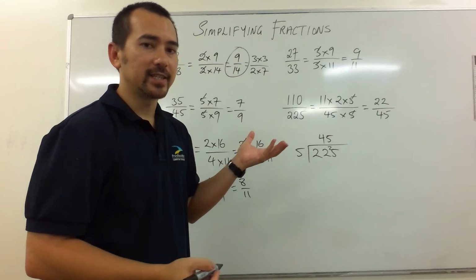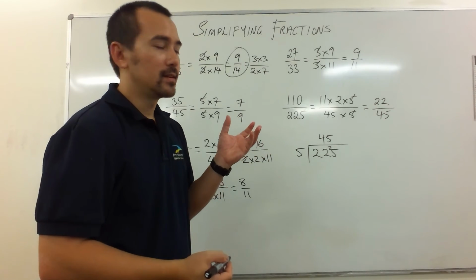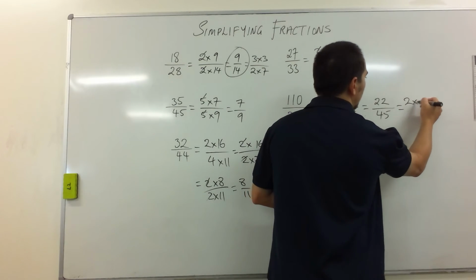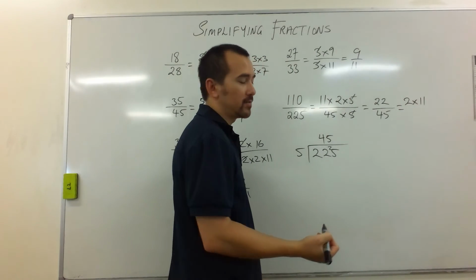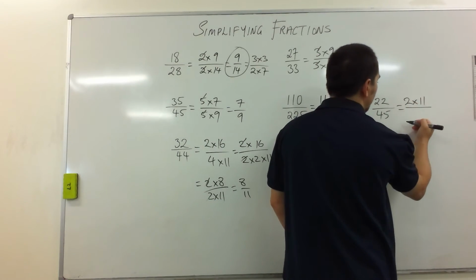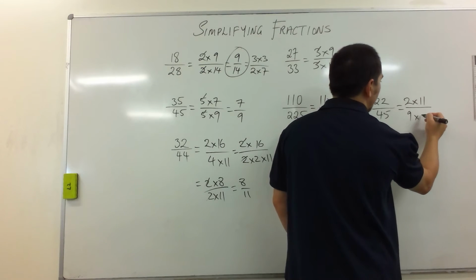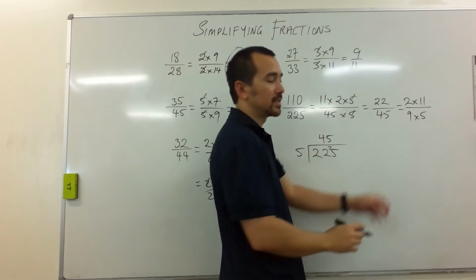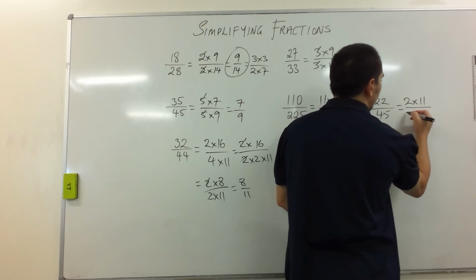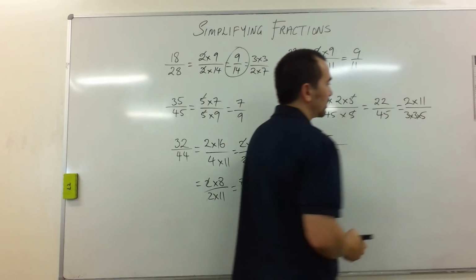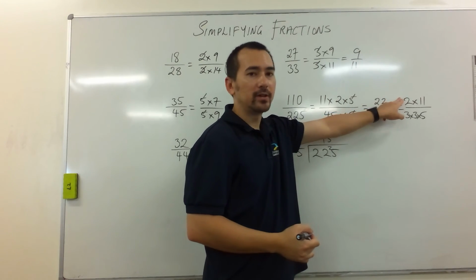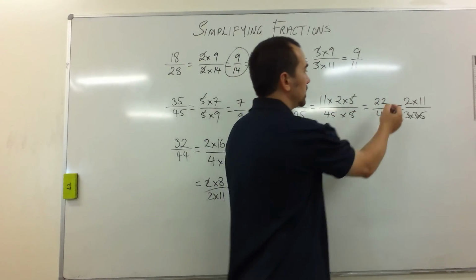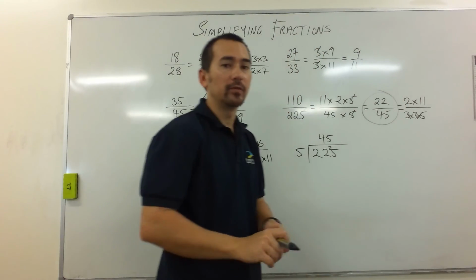Now, let's just check to see if there's any other numbers we could cancel down with. 22 is the same as 2 times 11. 45 is the same as 9 times 5. We could break down the 9 and say 9 is the same as 3 times 3. And notice that the numerator and the denominator don't have any matching pairs. So this was, in fact, our final answer, 22 over 45.